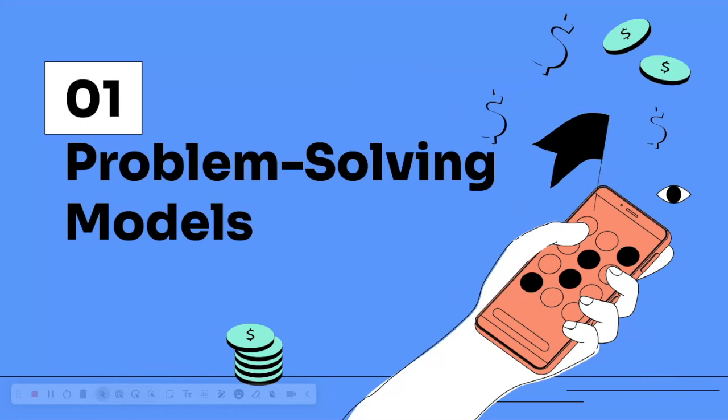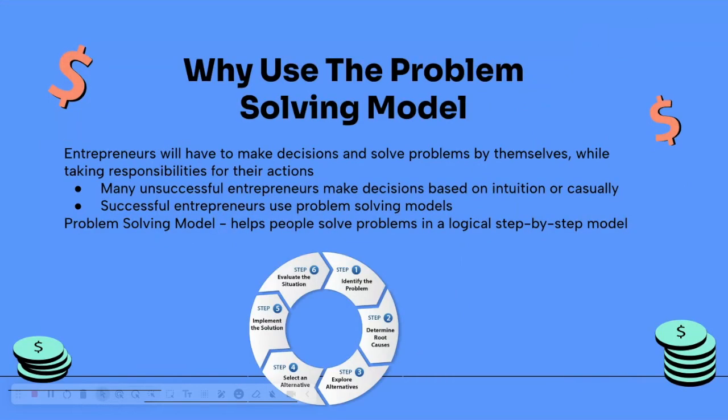So first we're going to start off talking about the problem solving models, as Guhan previously mentioned. Now I'm going to talk about why you should use the problem solving model. Entrepreneurs, while running their business, will have decisions to make and problems to solve by themselves. Since they have to take responsibility for their own actions, they're forced to make quick and efficient decisions in a short period of time. Many unsuccessful entrepreneurs decide to make choices based on their own intuition or casually, without taking anything seriously, which is why they're unsuccessful and why their businesses fail.